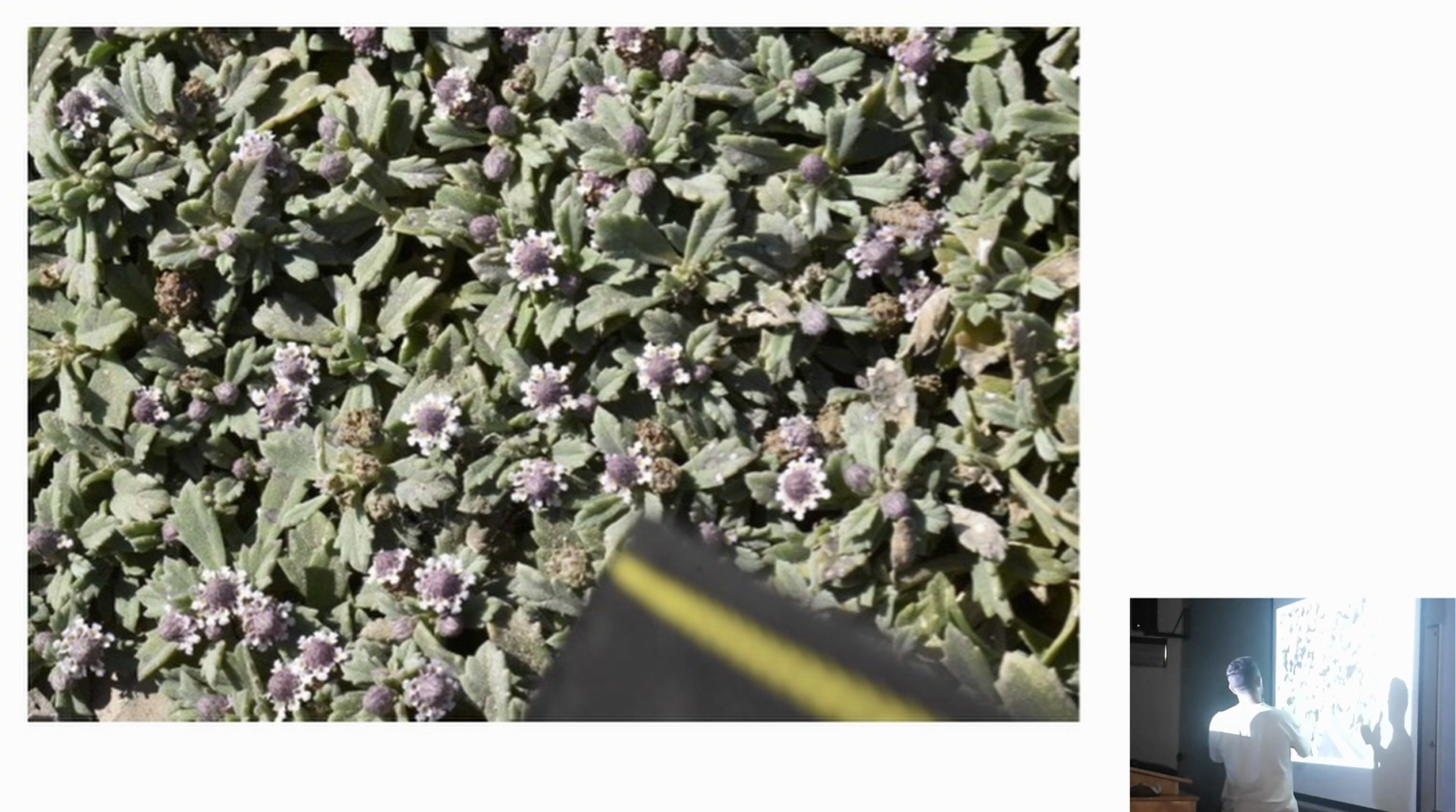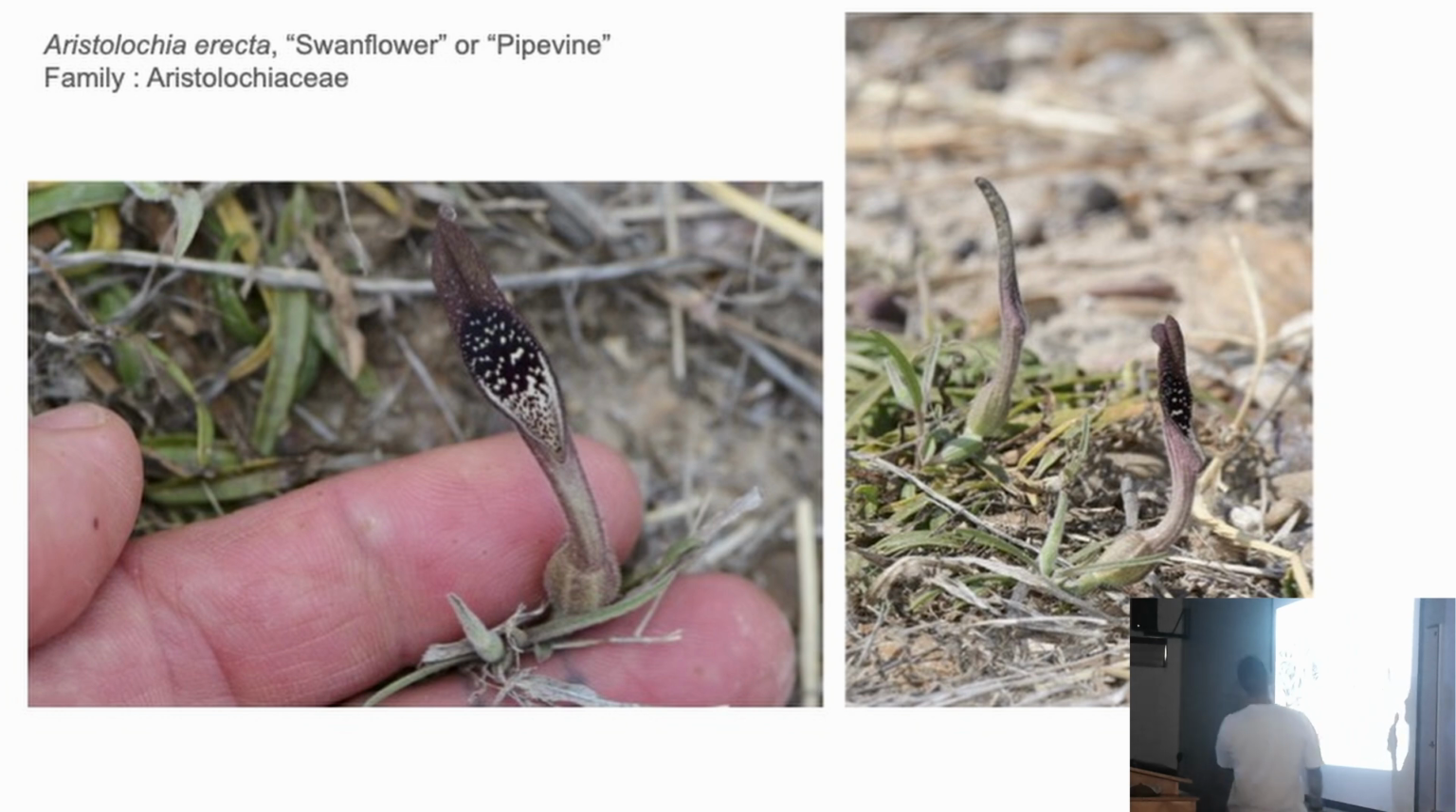Again, that chalky mint color is from the tiny hairs. Much more hairy, a fine layer of hairs, much more so than the South Texas species, Aristolochia erecta, swan flower or pipe vine. I don't know any of the other common names for it. I'm sure there's a multitude of them, but it's the same thing. It's a flower that traps insects. Everybody's probably familiar with these, right?